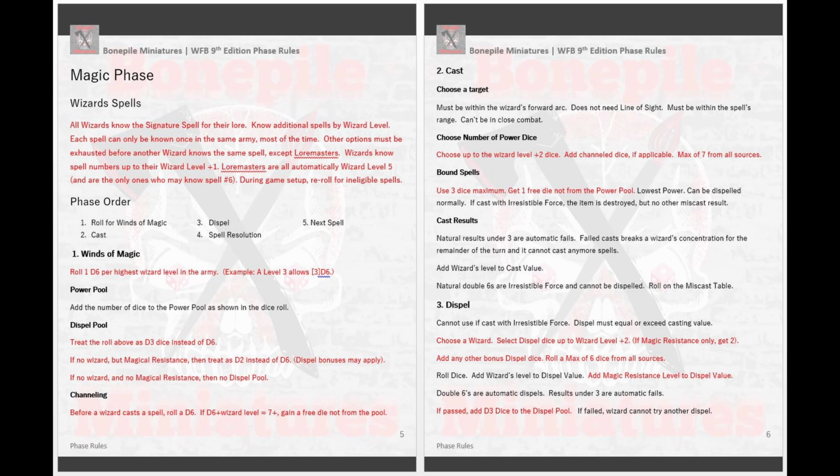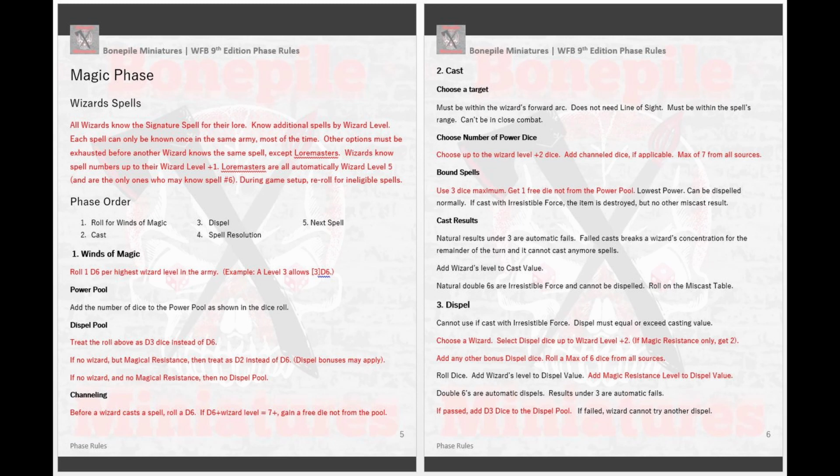So what you do is you choose a wizard to dispel with, which is why we came up with the rule that if you do not have a wizard, you do not have a dispel pool. So select dispel dice up to the wizard level plus 2, and that's the same as the casting wizard. But if you only have magic resistance, you get only the 2 dice, because the wizard level does not apply. Then you add any other bonus dispel dice from whatever source to a maximum of 6 from all sources.